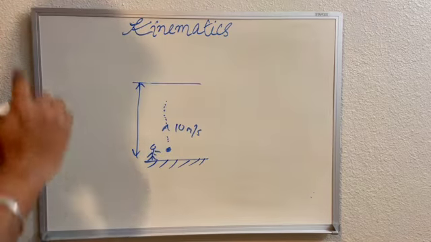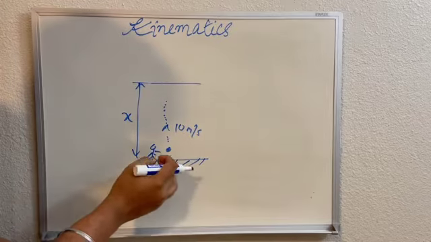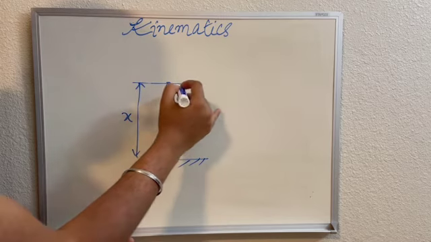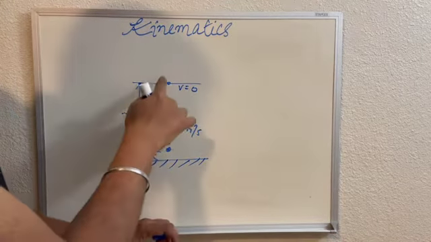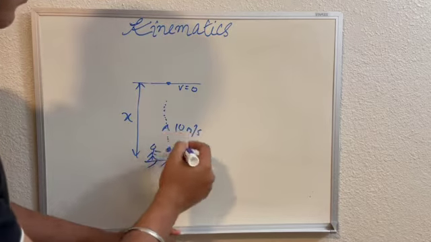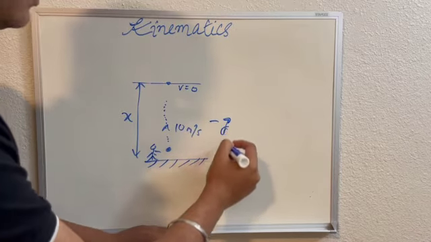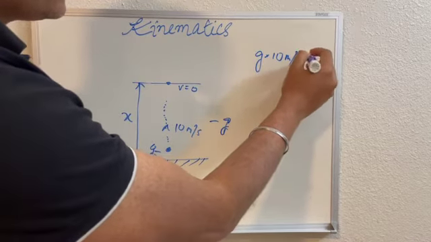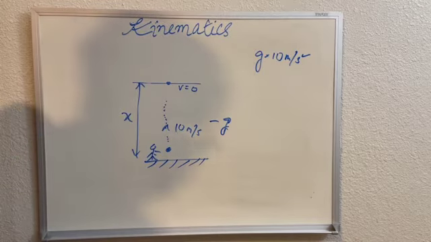So in order to solve this, what we need to find is the variable x. We know that the initial velocity is 10 meters per second. We also know when it reaches the top, the velocity becomes 0. So first we will find how long it will take to go up, and then we will find the distance. We know that gravity acting upon it, since it's moving up, is minus g. And let's take, for our convenience, g to be 10 meters per second squared. That will make our calculations much easier.